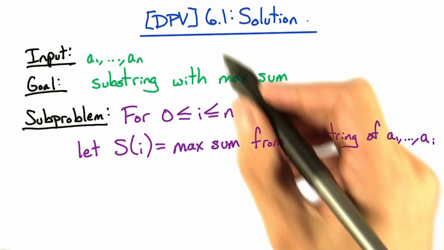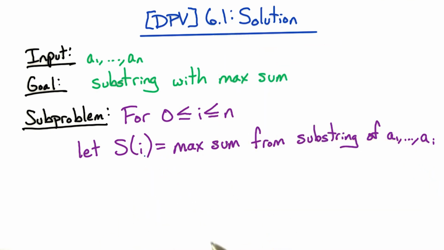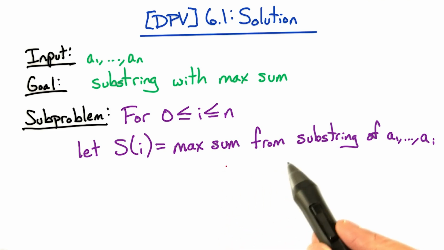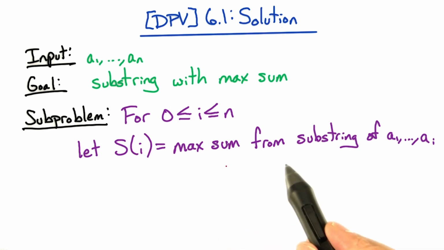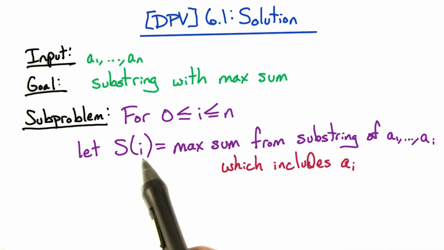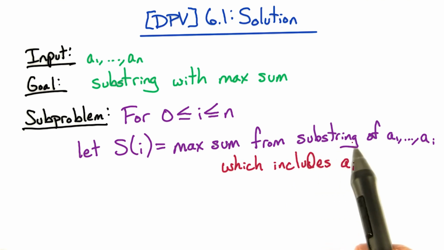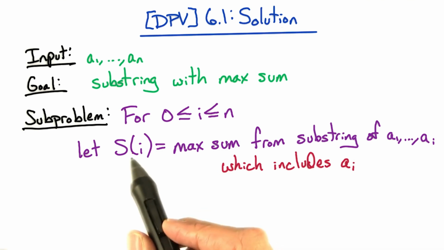Here's a solution to problem 6.1. Let's reformulate our subproblem using our insight we just gained. We want to add the extra condition that the subproblem had to include AI. So we define S of I as the max sum which we can obtain from a substring of A1 through AI with the extra restriction that AI has to be included in that substring. Now we'll be able to express a recurrence for S of I.